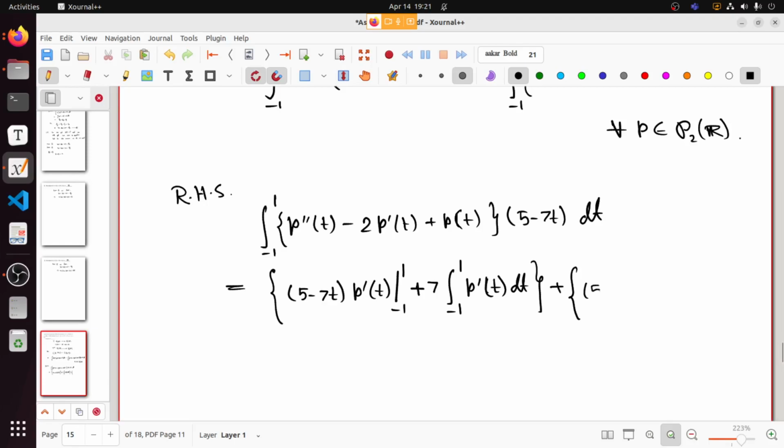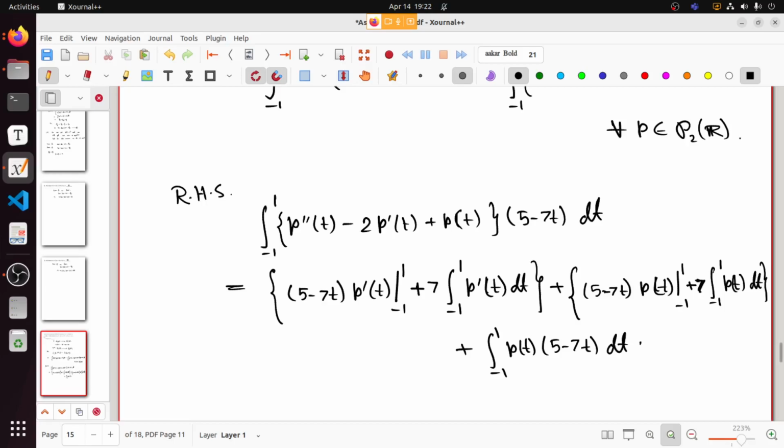This plus the next one, here again it will be (5 minus 7t), integration of p dash t will be p(t), from minus 1 to 1, minus, so it will be again 7, and this will be the integration of p dash, so it will be p(t), right? So from minus 1 to 1, p(t) dt, right? Plus the last one will be the integral from minus 1 to 1, it remains as it is, (5 minus 7t), right? So this is by integration by parts.